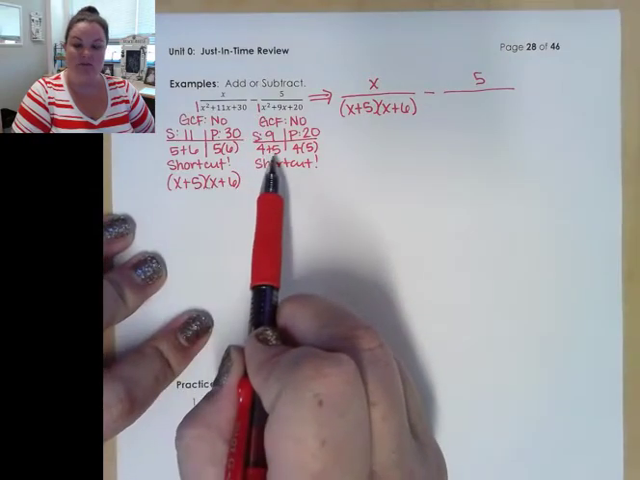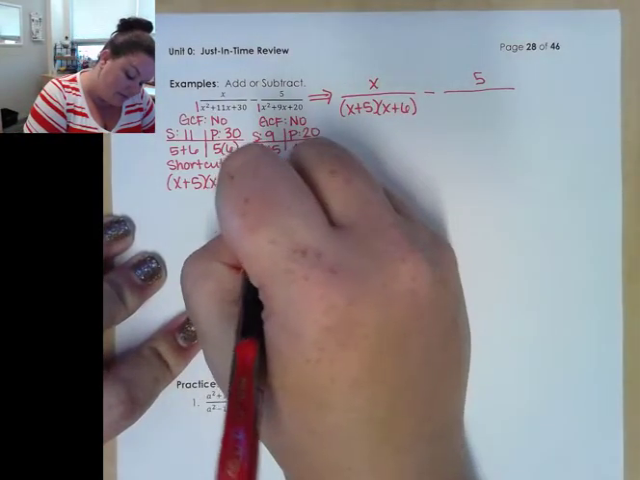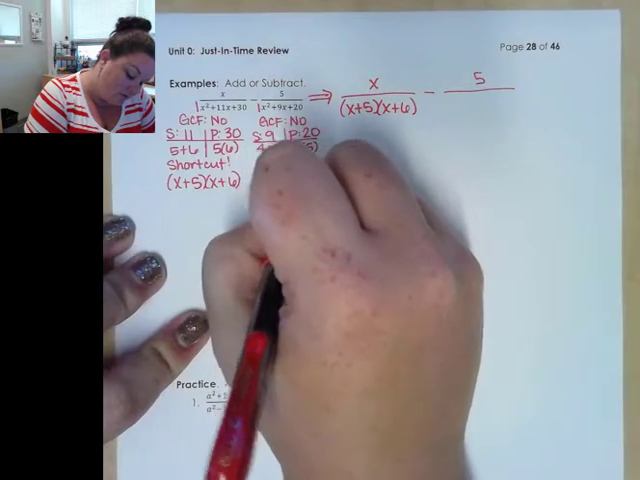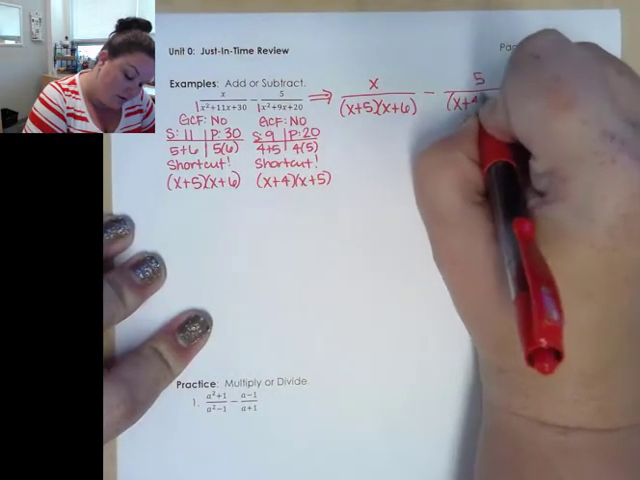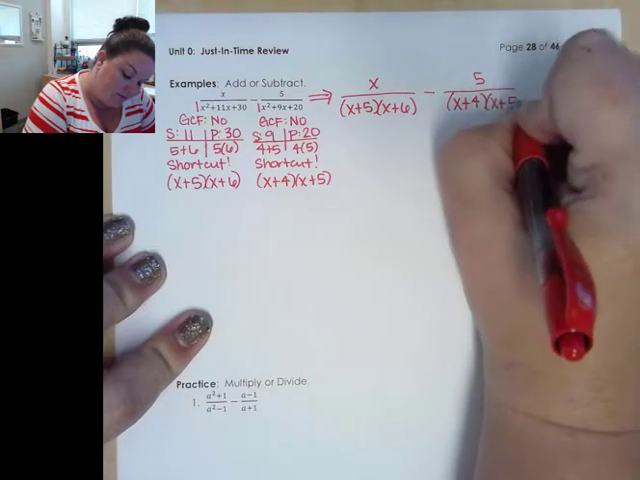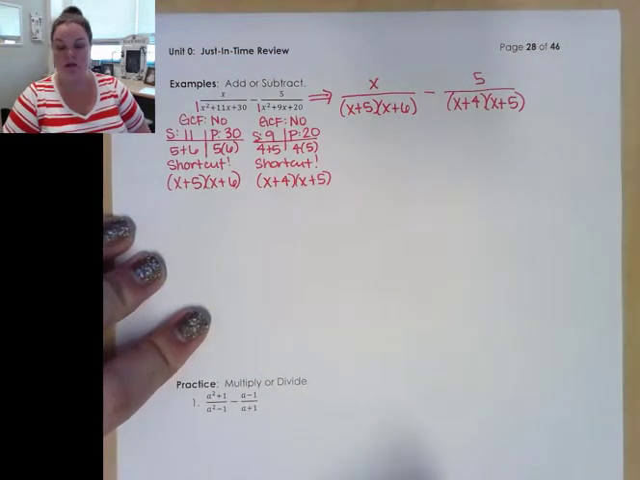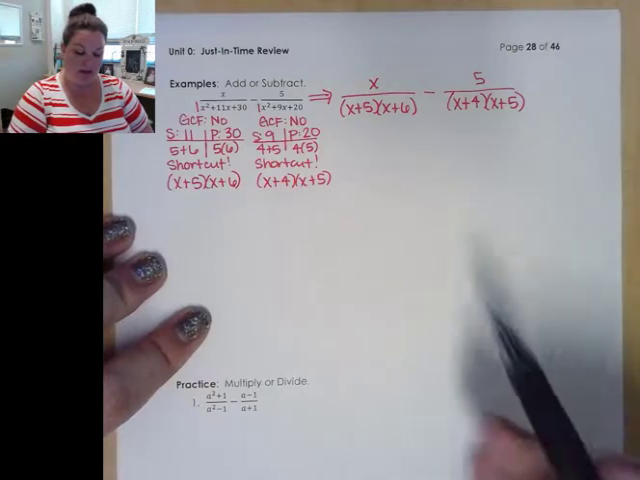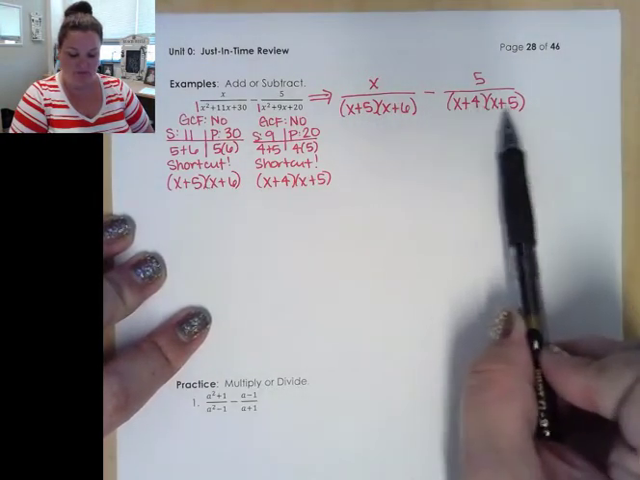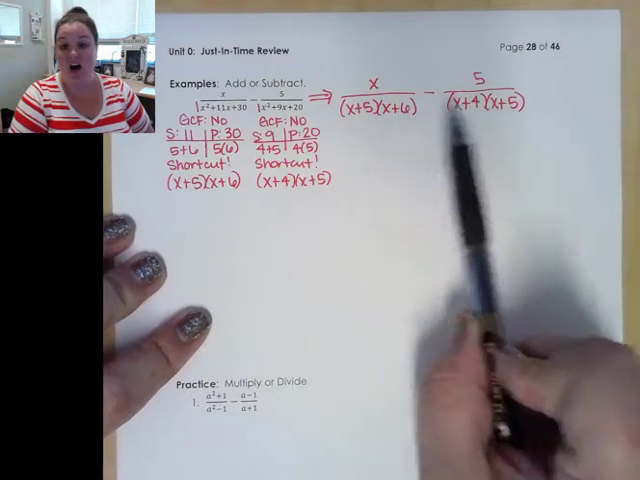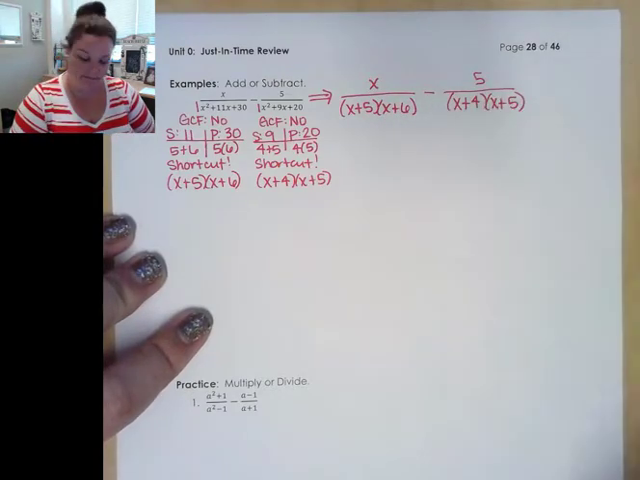So if I got 4 and 5 in my chart, that means this is going to factor into x plus 4 and x plus 5. Okay, so looking at what we've come up with, now this denominator is perfectly factored. This one's perfectly factored. I need to come up with a common denominator, right?